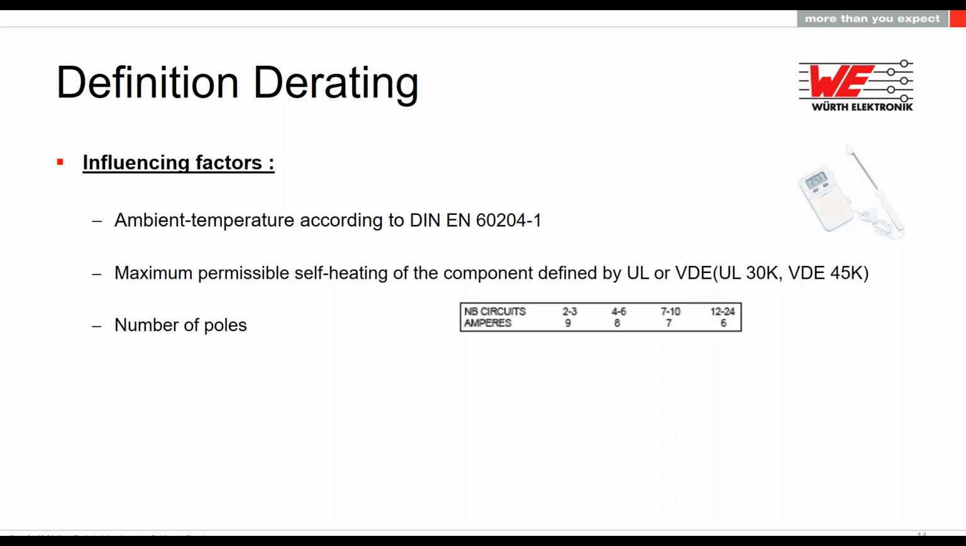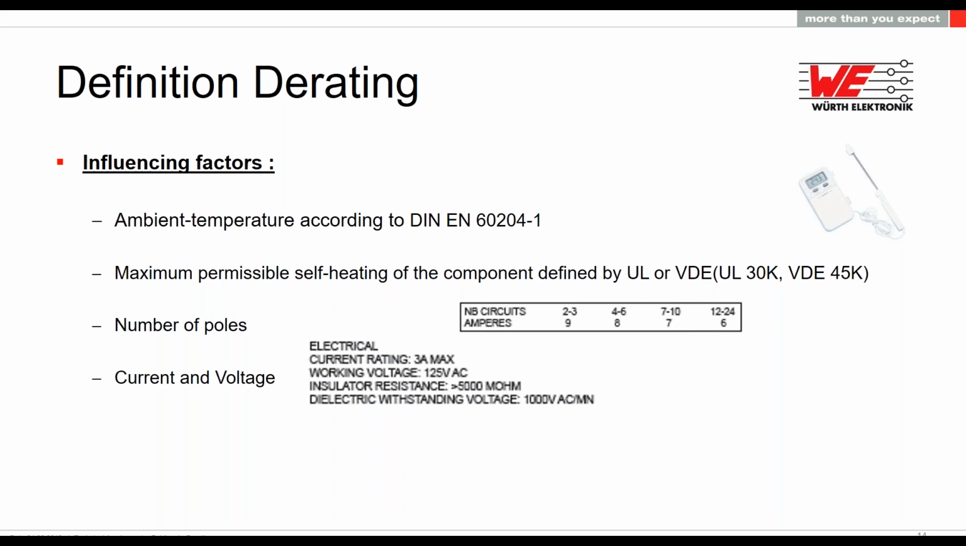Then, of course, number of poles of the connector is a point that has influence on derating, because the more poles you have inside the housing, the more heat jam you can get in the housing, and so you have to lower the amount of current per pin to still be in an acceptable area. Then we have current and voltage specified on the datasheet. This is of course clear. You're not allowed to drive the part over specification.